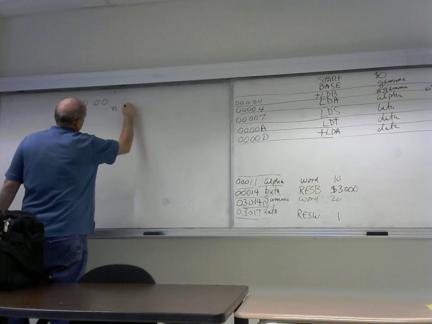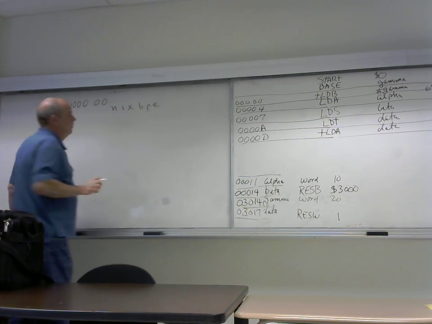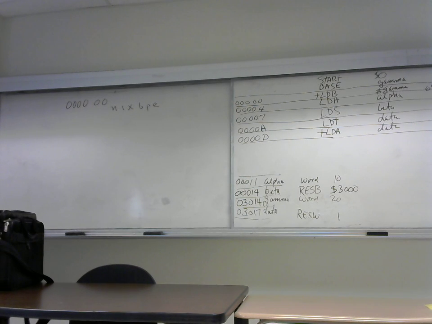N, I, X, B, E. Well, base relative mode is now on the table. So we have LDA alpha. Could I encode that using base mode? Yes, of course I can. Sure. Is it valid? Yes. It is a forward reference, but you know where it is. Alpha is at address 1711. Okay, you know where it is. You're ready to go. Could you use base mode? So why not? Because it's a backward reference and base is only forward.